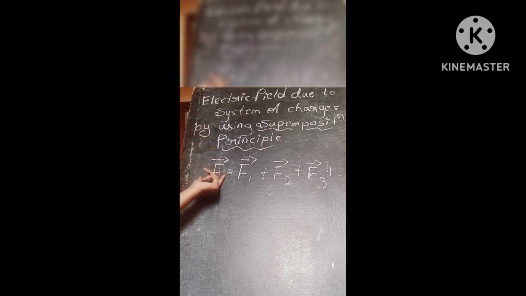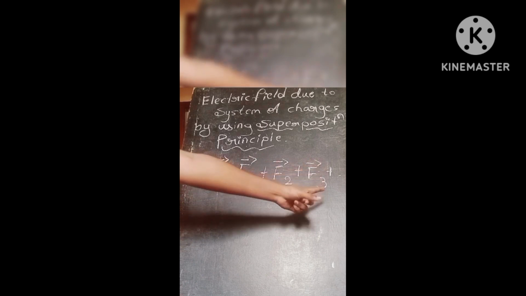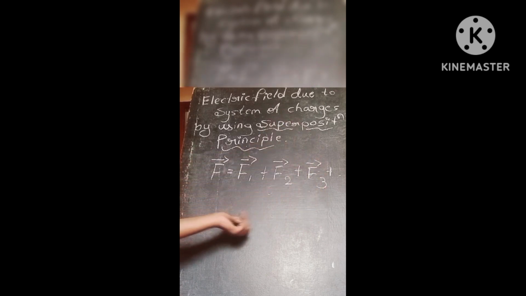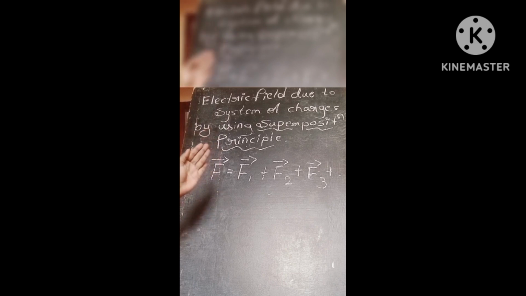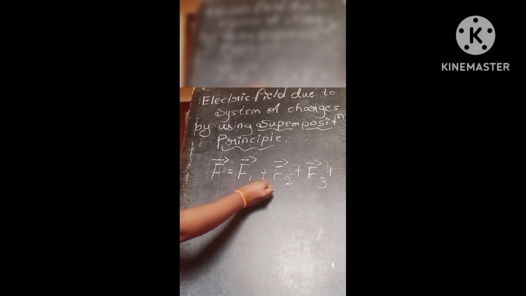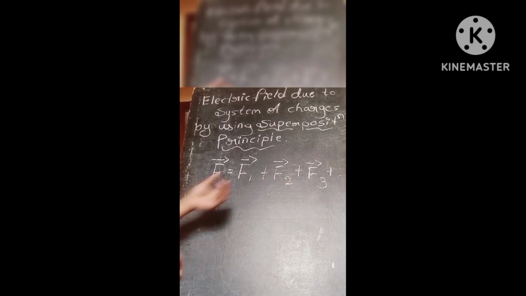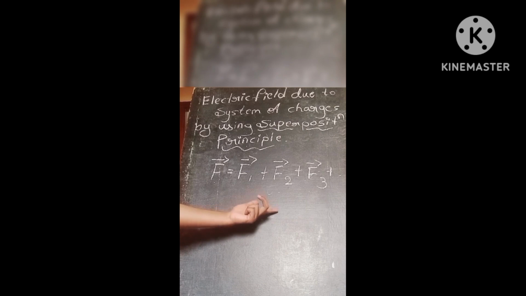The force on any charge due to a number of other charges is the vector sum of the forces on that charge due to the other charges, taken one at a time. You can simply remember it as: the vector sum of forces is equal to the sum of the vectors of the other forces due to the charges. This is the superposition principle for a system of charges.